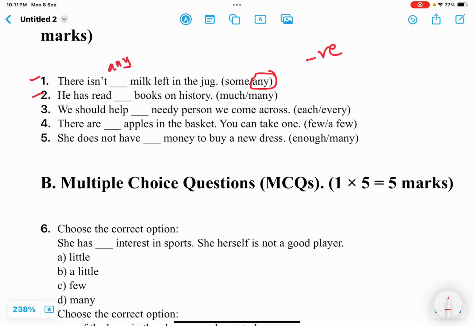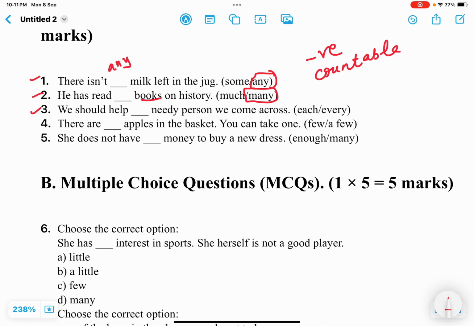Question number 2. He has read dash books on history. So here we have the options much or many. The correct answer is many. Why? Because books are countable nouns, and with countable nouns we use many, with uncountable nouns we use much. So here the correct answer is many. He has read many books on history.